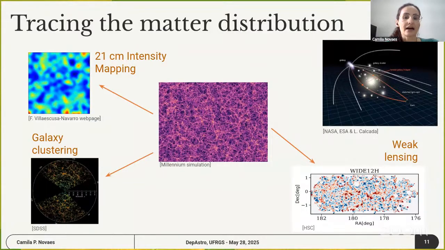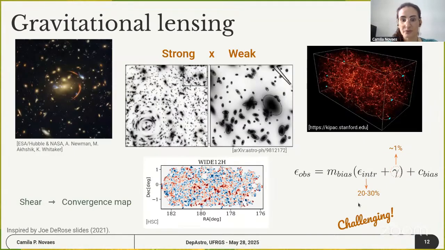We have here in the middle a simulation of the distribution of the dark matter. We cannot directly observe the distribution of the dark matter, but we can observe the tracers of the dark matter. For example, here I mentioned the 21 centimeter intensity mapping that will be related to how this dark matter is distributed. In the same way, we have the galaxy clustering and also the weak lensing, where the light from your galaxies in the background is distorted by the presence of massive objects along the line of sight.